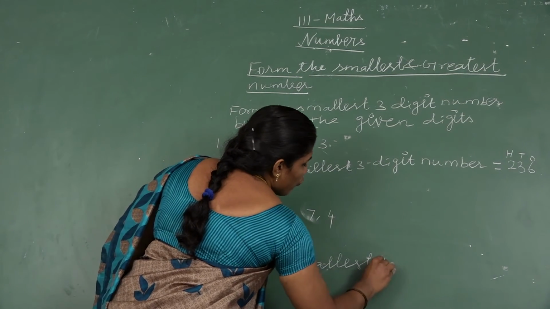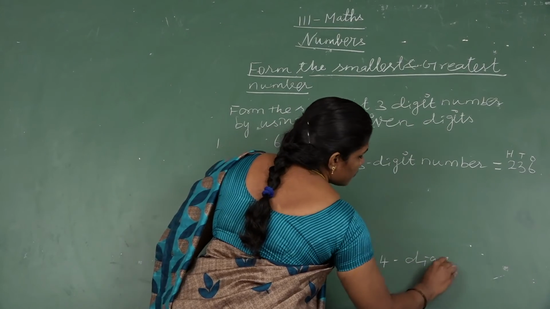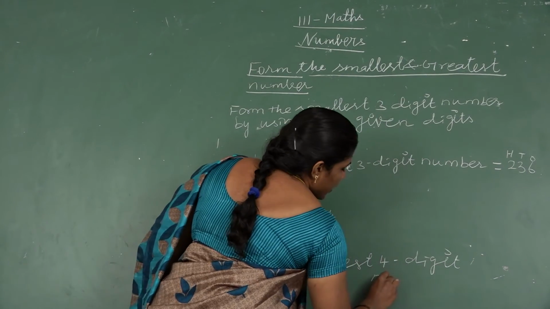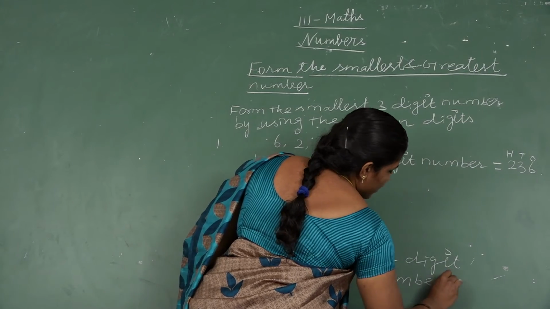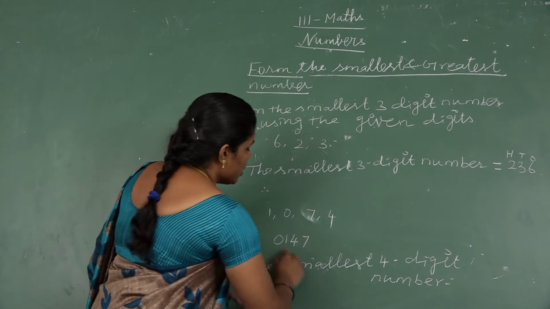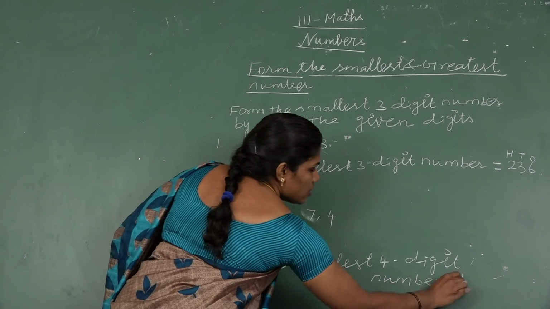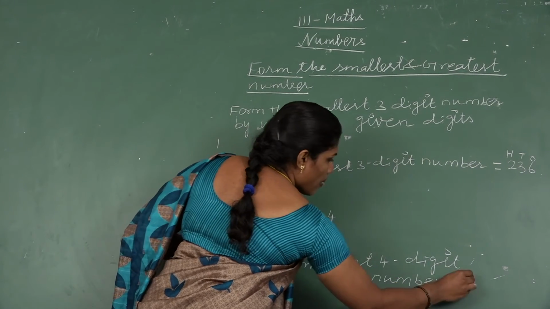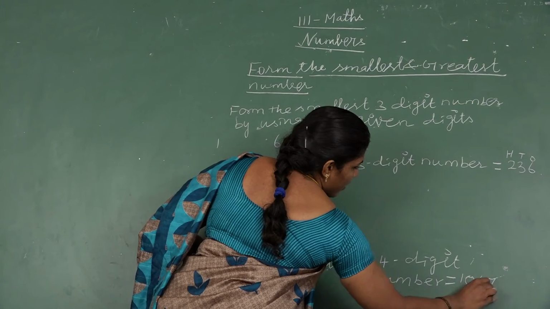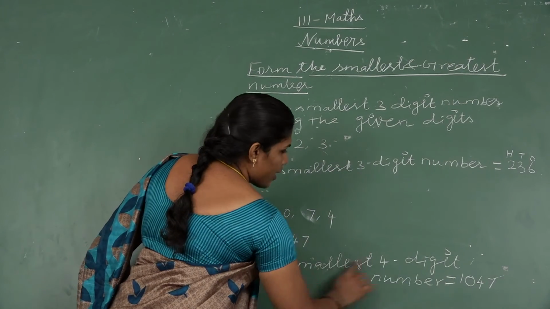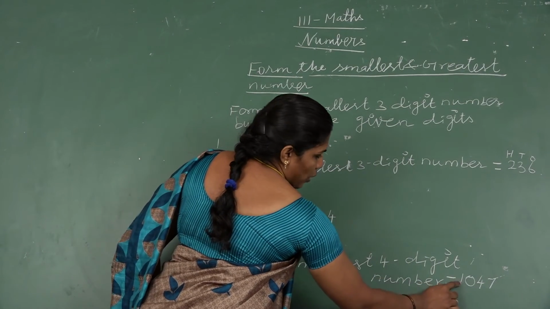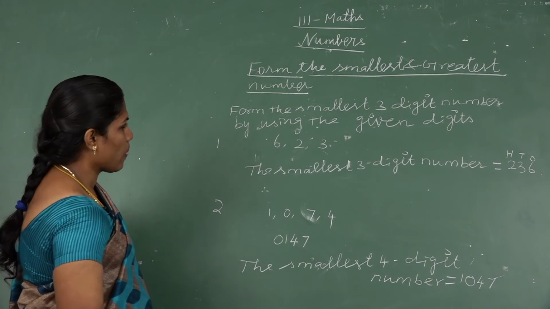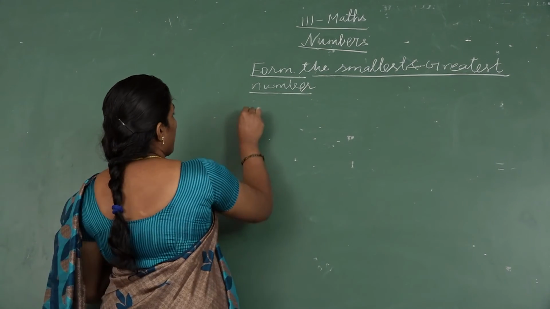How to write this number? First, this is the smallest: 1, 0, 4, 7. The smallest 4-digit number is 1047.